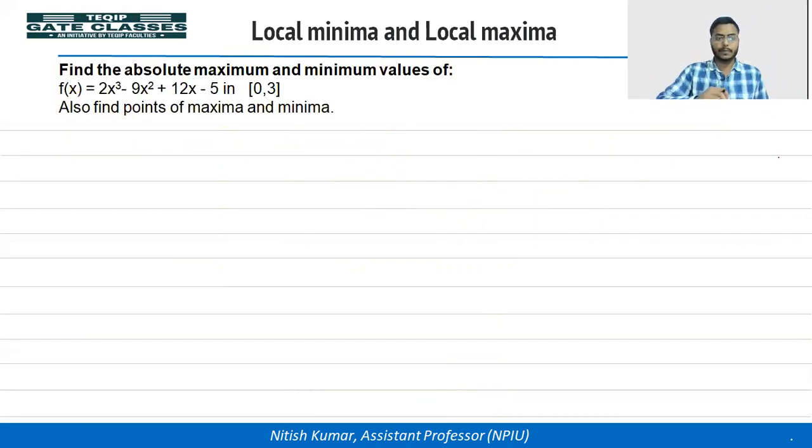Let's take few example. So find the absolute maximum and minimum values of f(x) is equal to 2x cube minus 9x square plus 12x minus 5 in 0 to 3. Also find the points of maxima and minima. So what are the sufficient condition? The first one, we have to calculate the dy by dx equal to 0. So we can get the stationary points.